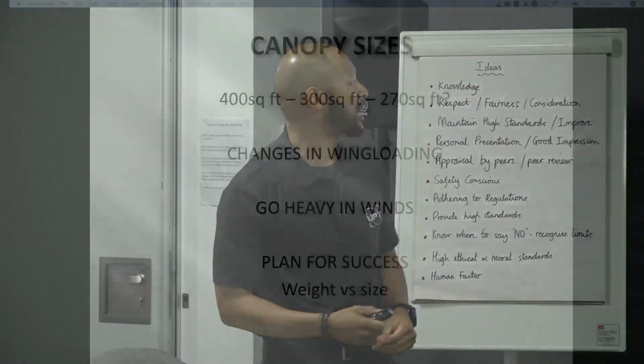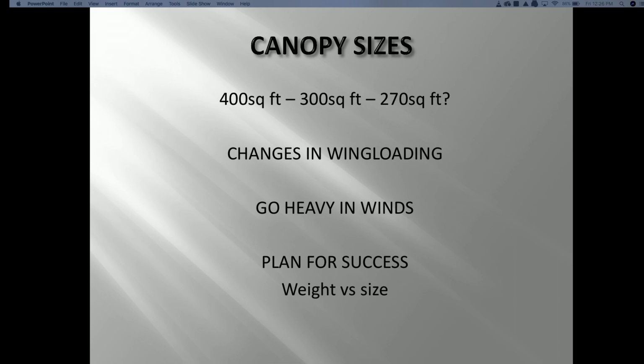All right, canopy sizes. Obviously, there's a large assortment of canopy sizes. With canopy sizes, and of course changing your wing loading, going heavy in winds, we want that wing loading to get us through and penetrate through the air. And of course, planning for success with weight versus size. If I'm going to have a small instructor, I want to give them the heavier passenger in heavy winds. Same thing with a heavier instructor: maybe give them the lighter passenger in the heavy winds. We want to give the entire plane load the best chances of everyone making it back.